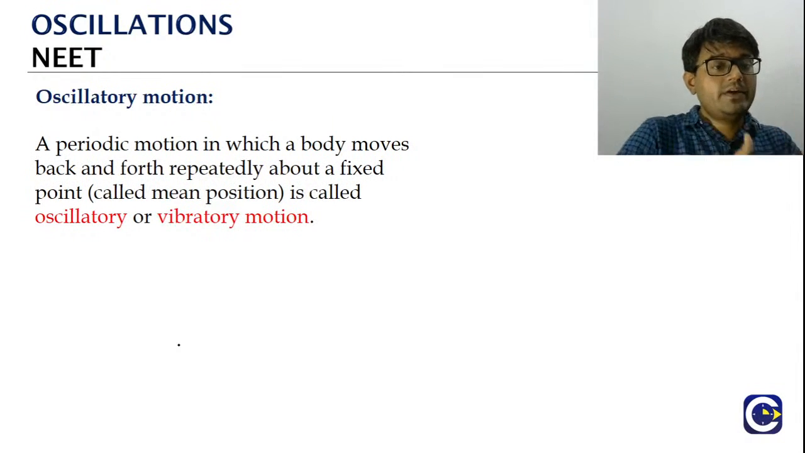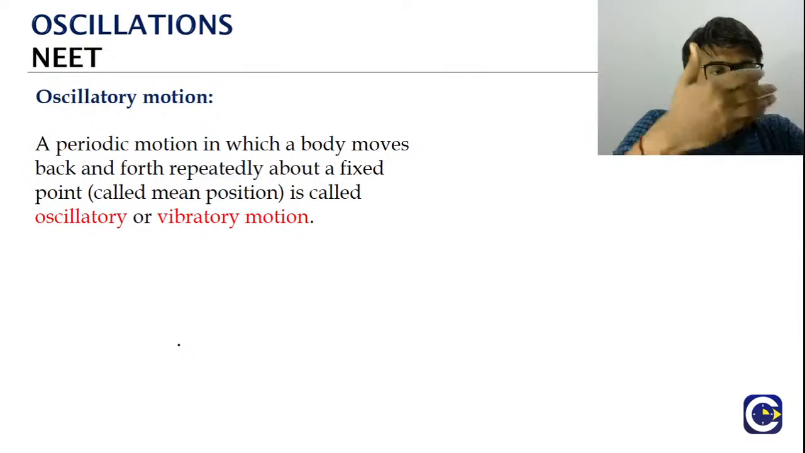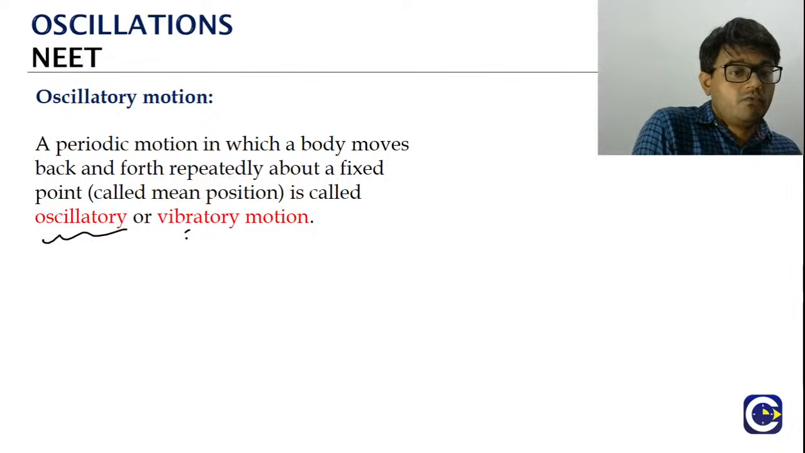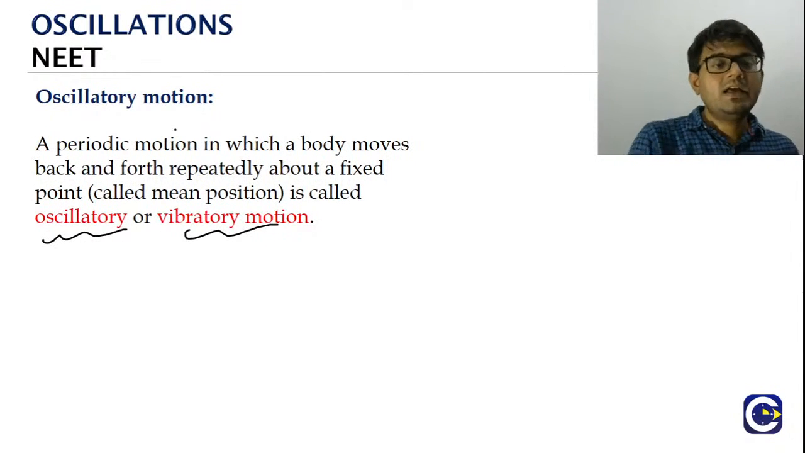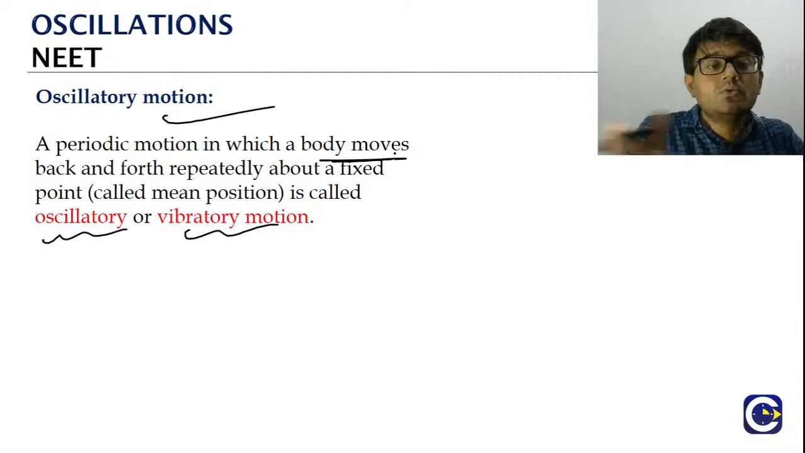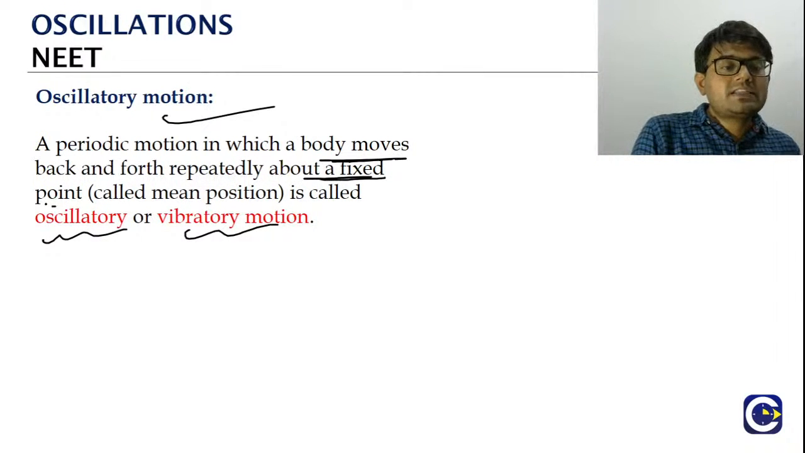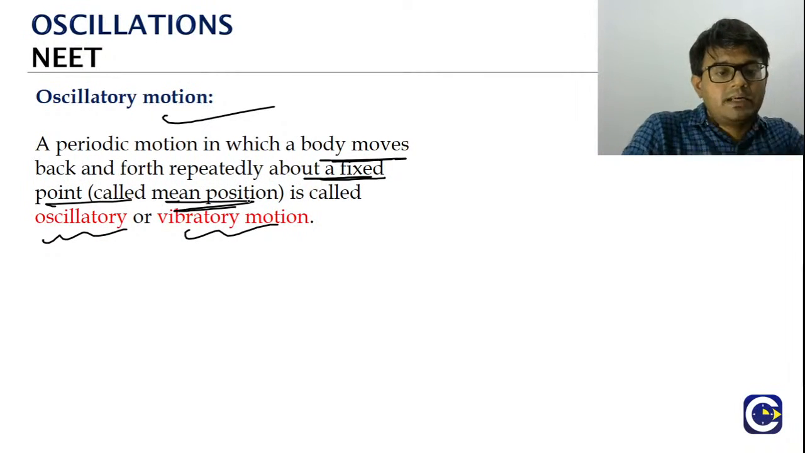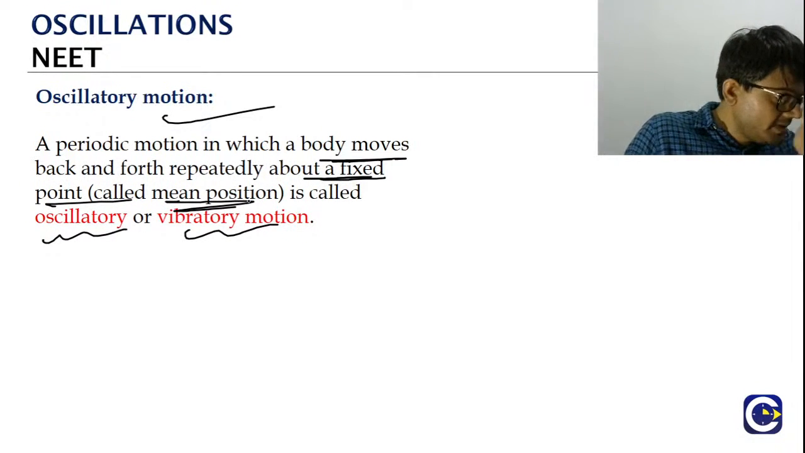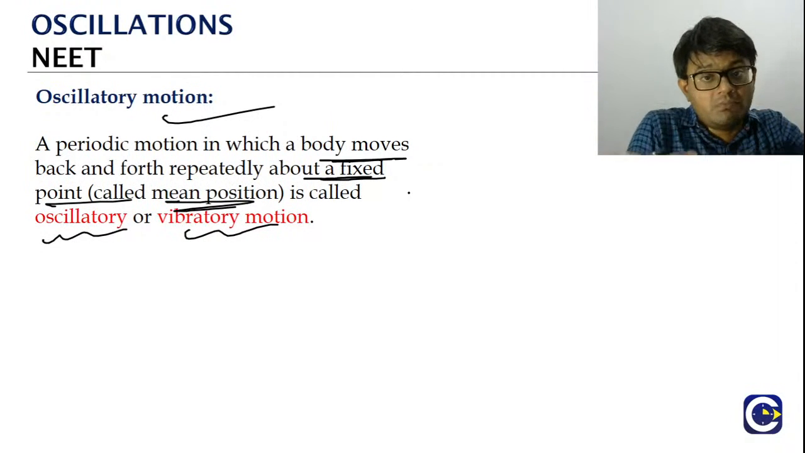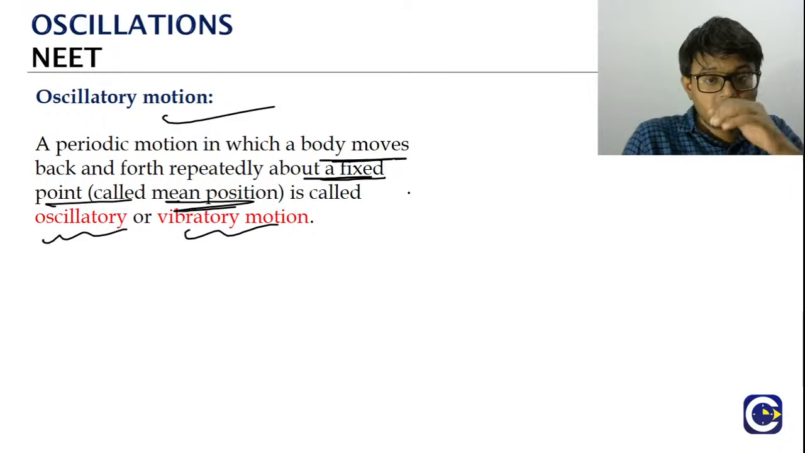Now we are going to a type of periodic motion which we will call oscillatory motion, or vibrational motion. A periodic motion in which a body moves to and fro, or back and forth, about a fixed point, which is also called the mean position. The examples we saw initially, the pendulum bob and the mass attached to a spring, are all examples of oscillations. To and fro motion.